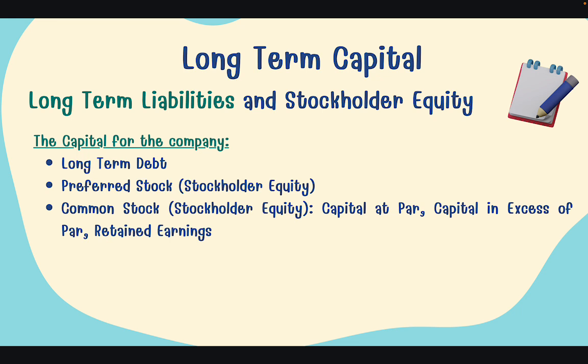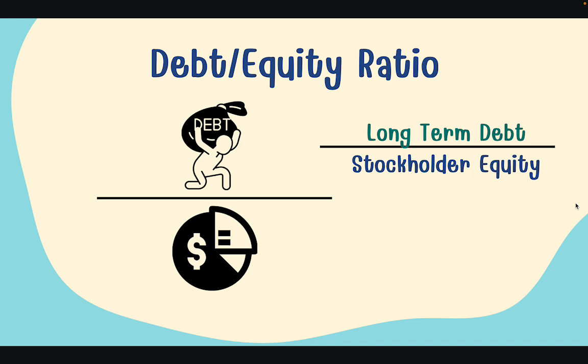So if we take preferred stock and all three types of common stock, we add those together, that is the total of our stockholder equity. And then we have the long-term liability, which is our long-term debt. When you add all of that together, you get the long-term capital. Okay. And then we have one more formula for you, debt to equity ratio. So we take that long-term debt and we divide it by our stockholder equity, and that is going to give us our debt to equity ratio. That is the basis for the fundamental analysis.